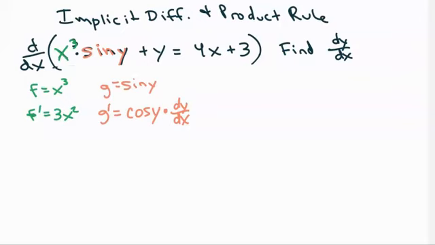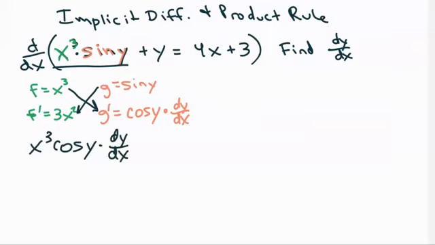And so for this derivative, we have first times derivative of the second, second times derivative of the first. So we'll just write out our pieces. So x to the third cosine y times dy dx plus sine of y times 3x squared. So 3x squared sine of y.